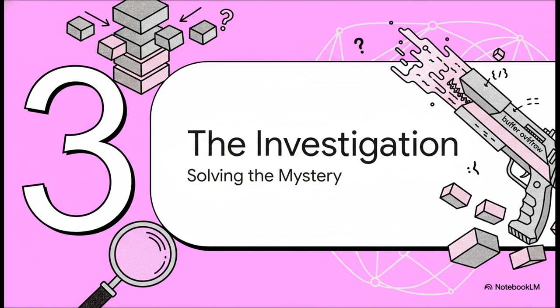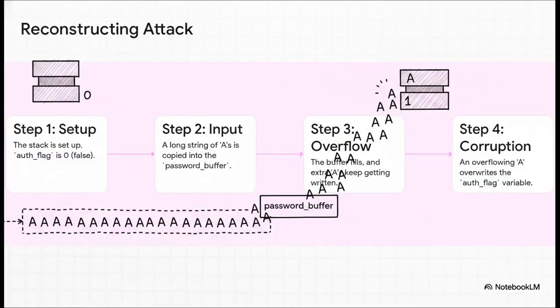Okay, time to connect the dots. We know the crime scene is the stack. We know the weapon is the buffer overflow. So let's put it all together and finally solve this crazy authentication mystery. So here's how the whole attack plays out, step by step. First, the program sets up its desk and our little auth flag starts at 0, false. Then, in step 2, we come along and feed it that super long string of A's.